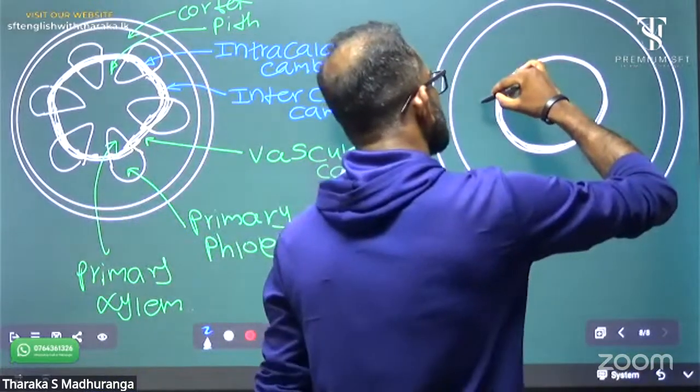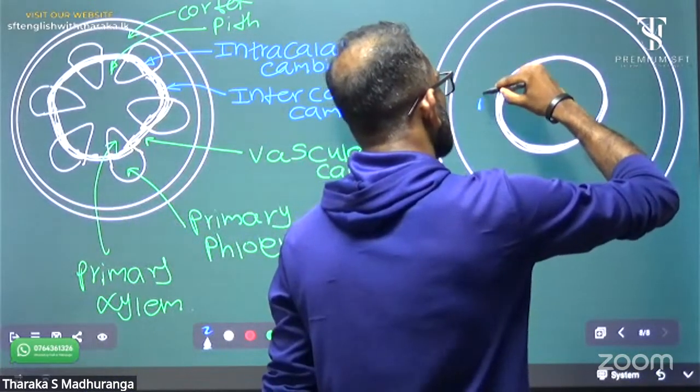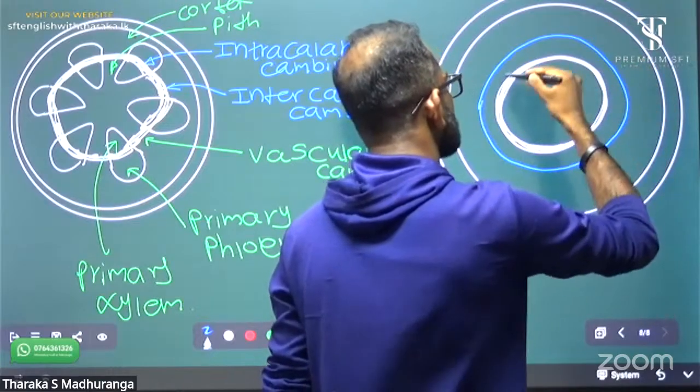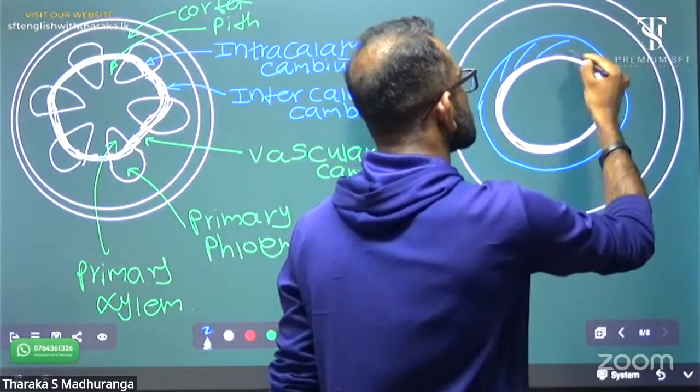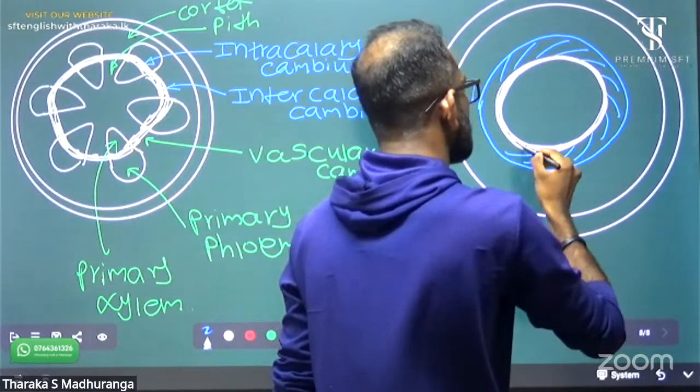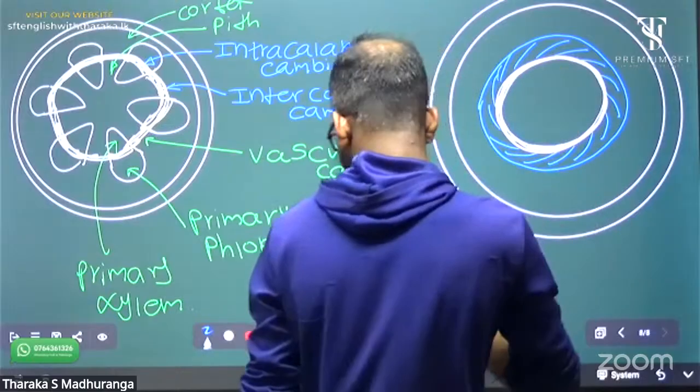Now, the outer part of this vascular cambium develops a new cell layer, a new tissue layer, that we call secondary phloem. Secondary phloem.